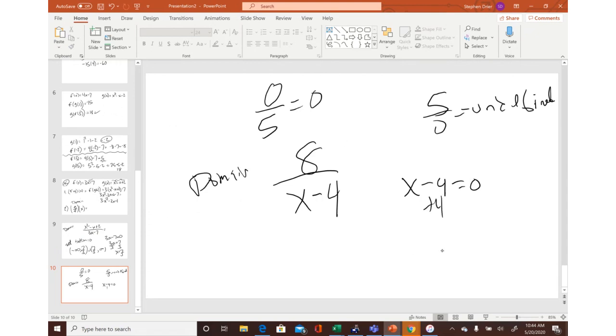Add 4, x equals 4. And then you would say it's negative infinity to 4, union 4 to infinity.